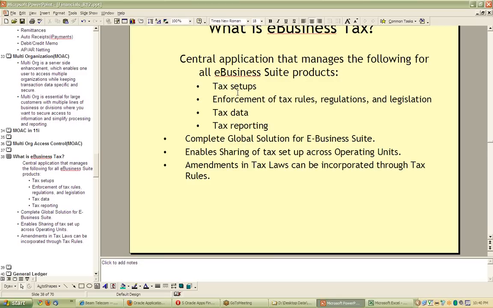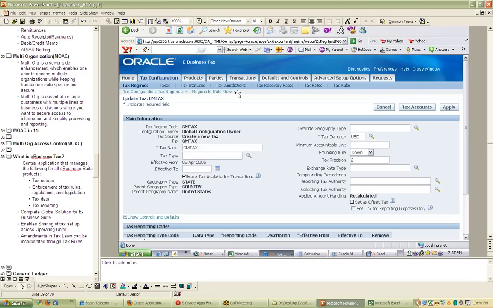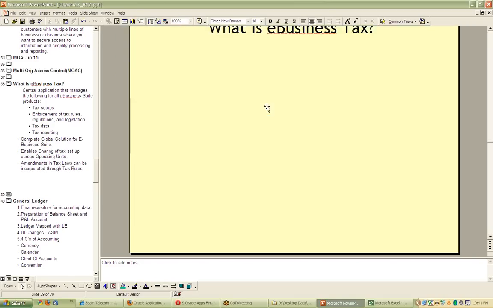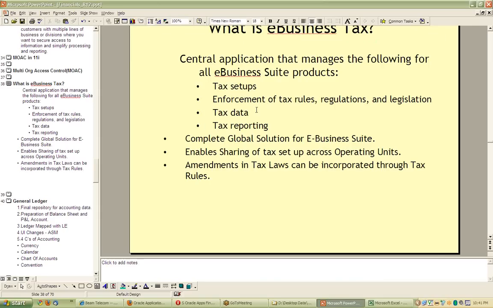We have something called the regime-to-rate setup. This is a new feature incorporated in release 12, wherein you have various tax rules. There are a lot of configurations possible, and we'll go into the detail. We need at least 5 sessions to learn about E-Business Tax: how to create a recoverable tax, a non-recoverable tax, an exclusive tax, an inclusive tax. All these things we will learn in detail.